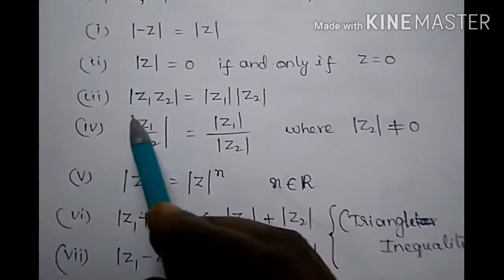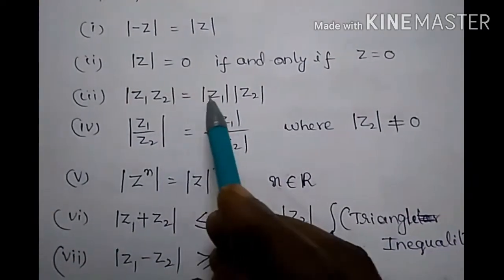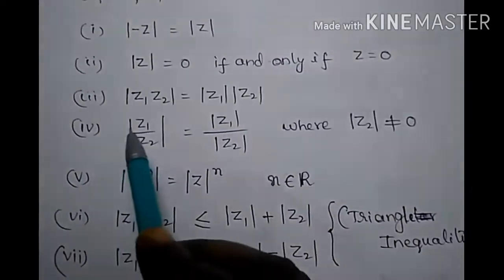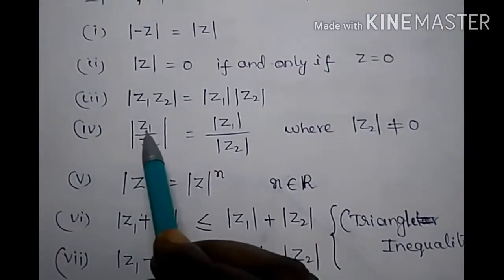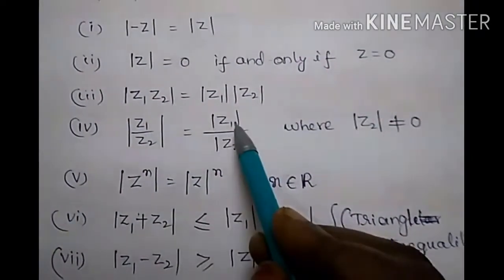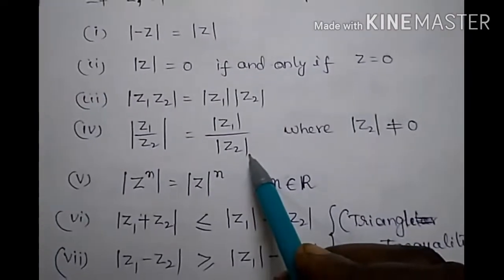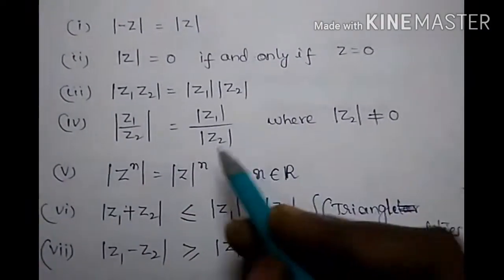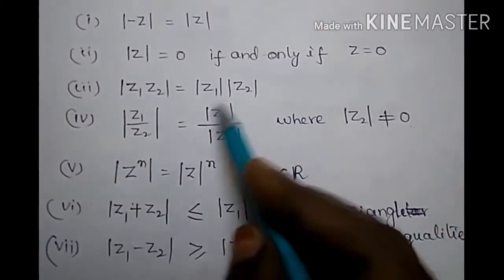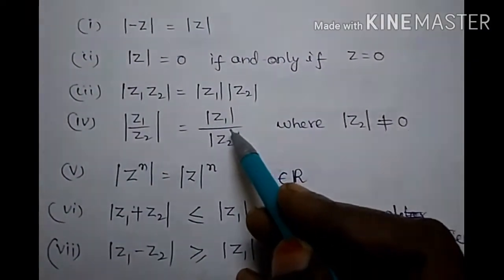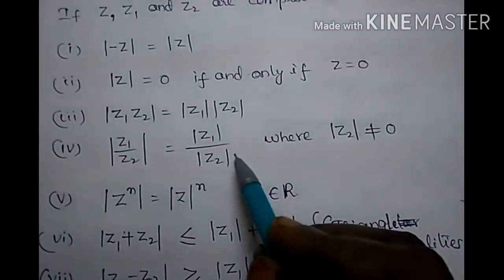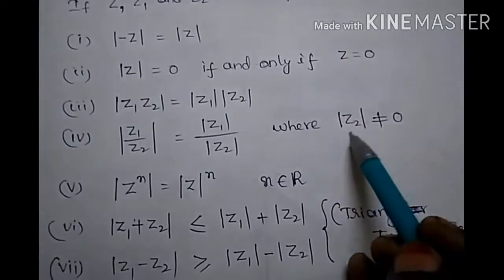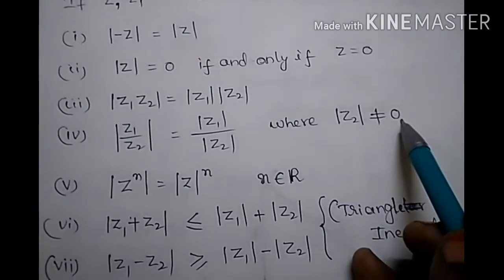Third one, modulus of z1 into z2 is equal to modulus of z1 into modulus of z2. And fourth one, modulus of z1 by z2 is equal to modulus of z1 by modulus of z2, where modulus of z2 is not equal to 0. If the denominator is equal to 0, then it becomes a not defined value. That means you get an indefinite value. So modulus of z2 is not equal to 0.